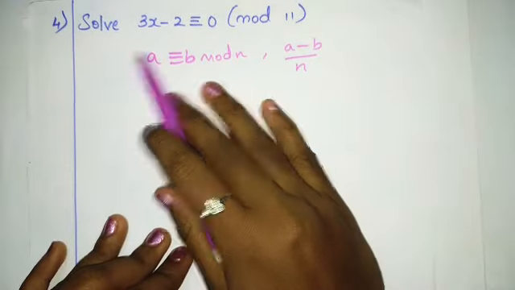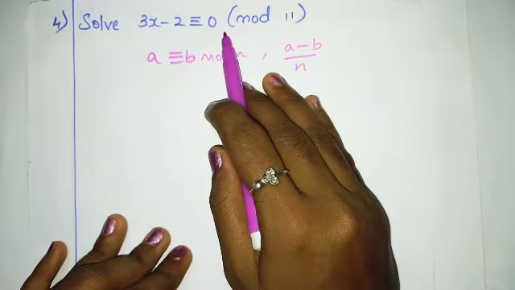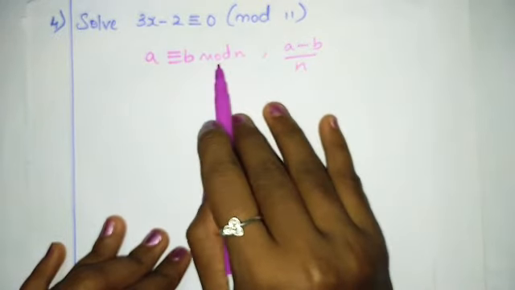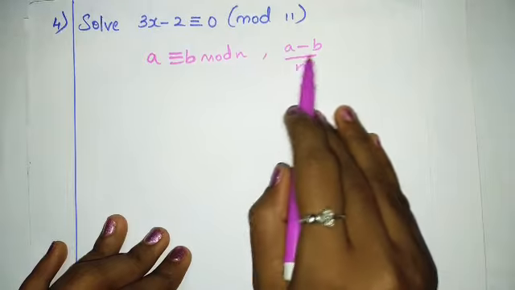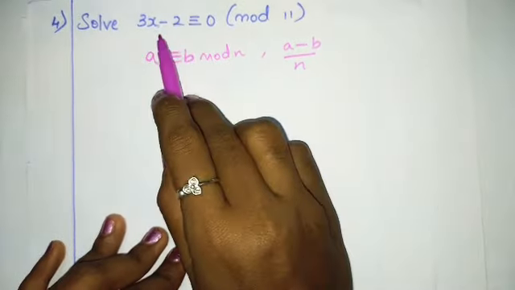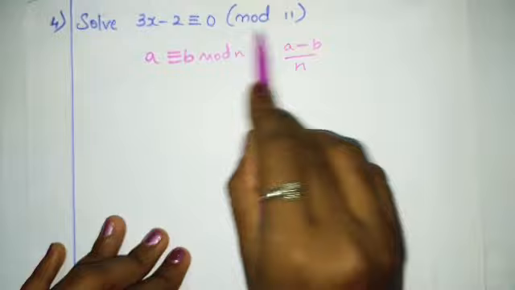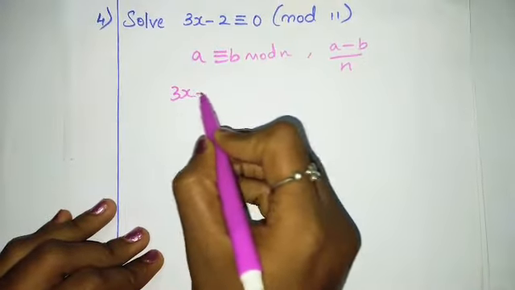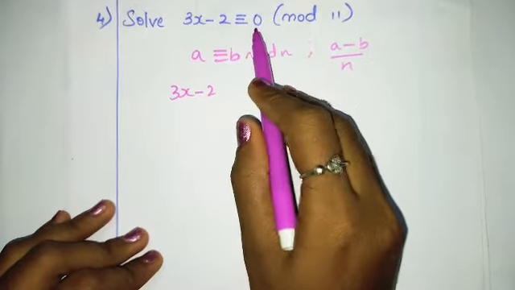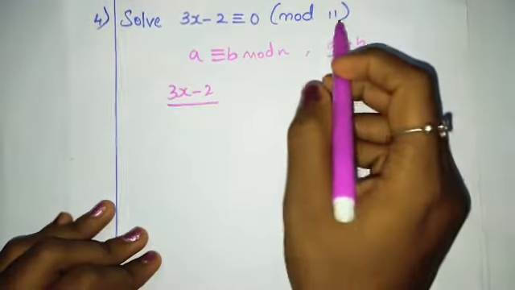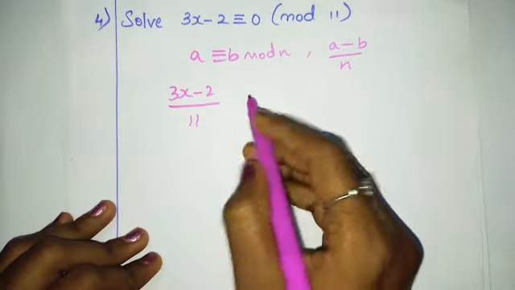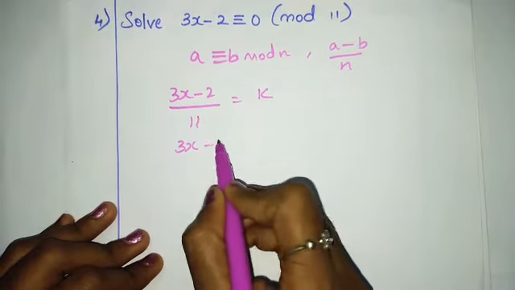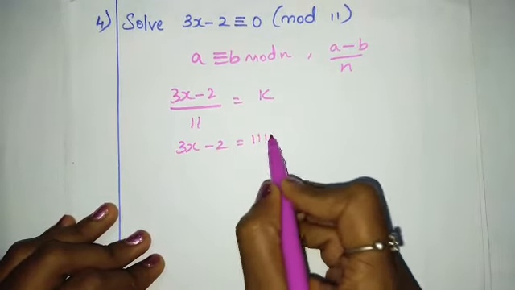Fourth sum, solve 3x minus 2 congruent 0 mod 11. So what's your standard form? a congruent b mod n, which can be written as (a minus b) divided by n. So this is your a, this is your b, and this is your mod n. So now 3x minus 2 minus b is 0, so no problem, leave that, divided by n, which is 11, is equal to some value k. So now I'll cross multiply this. So 3x minus 2 is equal to 11k.